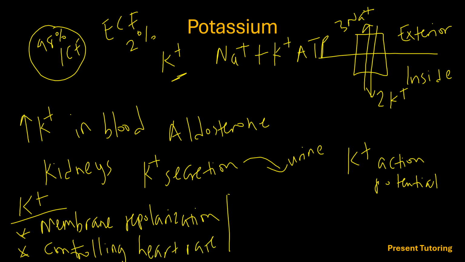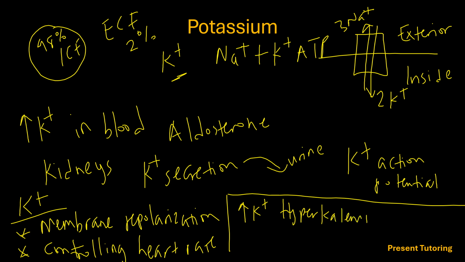So, what do we call it when there is excess potassium in the blood? We would usually call that a hyperkalemia. So, too much potassium, elevated K plus in the blood, we call that hyperkalemia. And then too low potassium is hypokalemia.